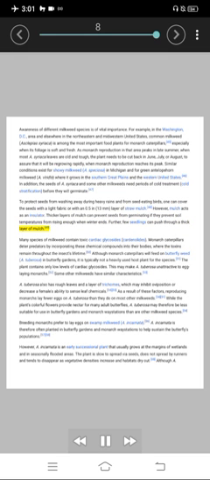Many species of milkweed contain toxic cardiac glycosides, cardenolides. Monarch caterpillars deter predators by incorporating these chemical compounds into their bodies, where the toxins remain throughout the insect's lifetime.